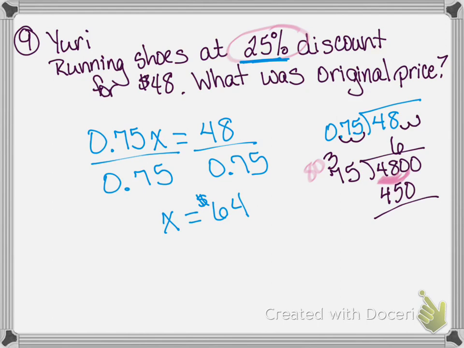At this point, we subtract. And then we say, how many times does 75 go into 300? The answer to that is 4. And so our answer here is $64. So if the division here confuses you, be sure you look at that for the division.